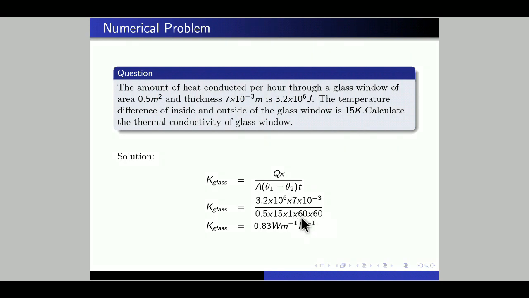1 hour contains 60 minutes. Each minute is equal to 60 seconds. So remember, in the formula, all the quantities we have to express in SI unit values. Then only we will get the thermal conductivity value in watt per meter per Kelvin in SI unit. When you substitute all these values and simplify, you can get 0.83.